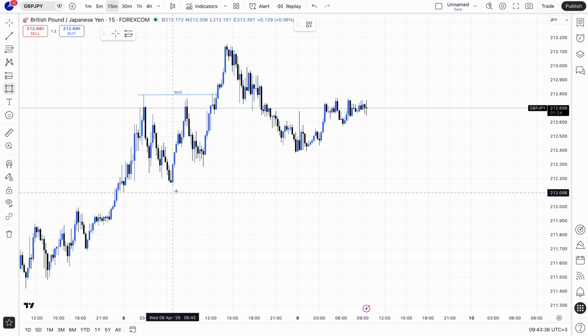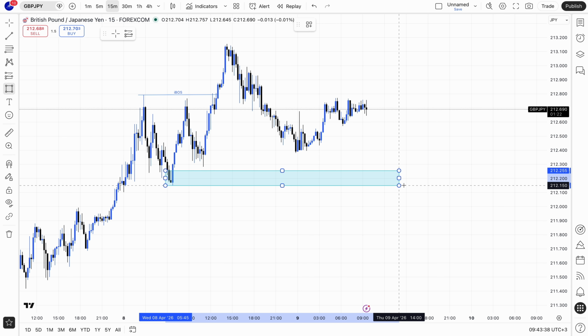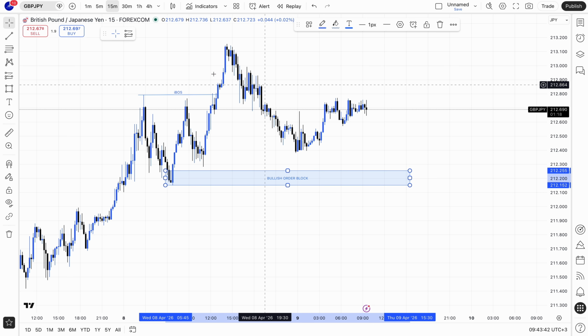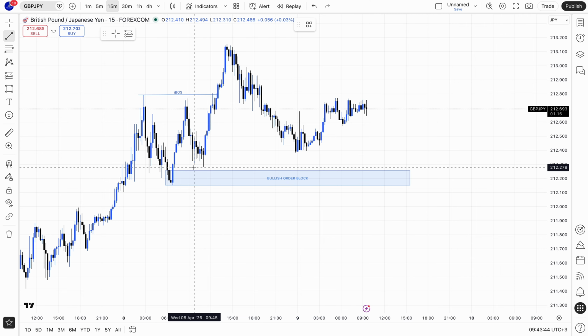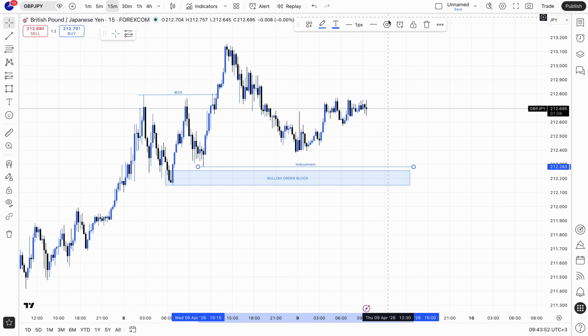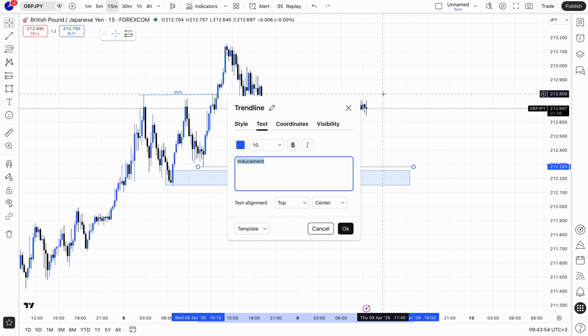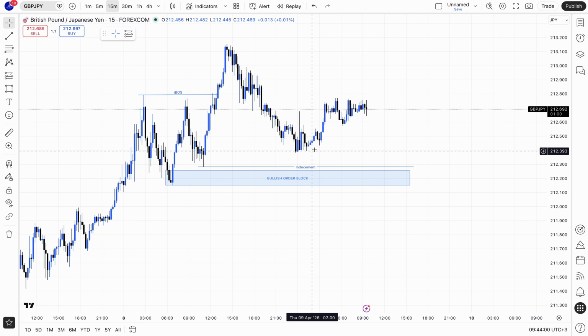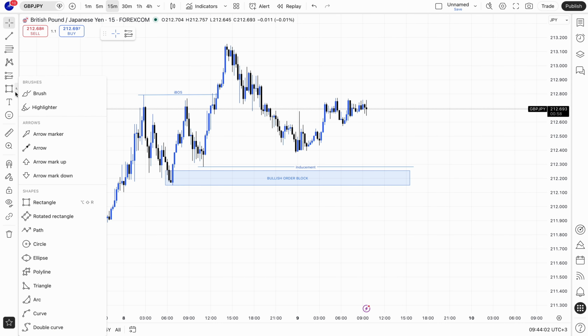And our order block is here, and our inducement area is here. This is our inducement area, inducement zone. Then we have our liquidity here, and my plan is very simple.